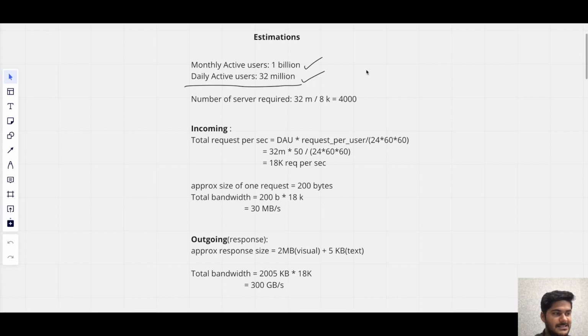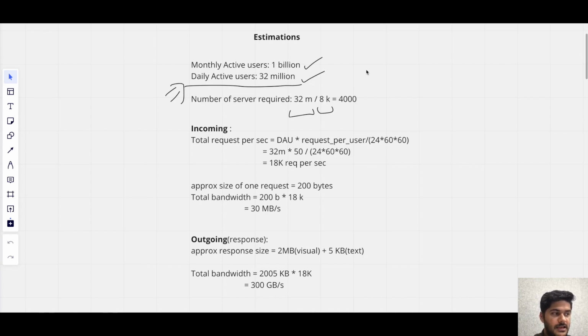Now let's think about how many servers we actually need to handle this much ingress, right? For that, I said that 32 million is my total ingress in a day. Then I'm saying that 8,000 requests one server can handle.